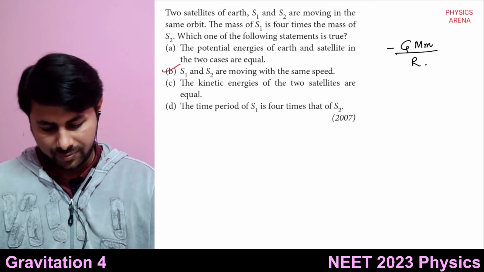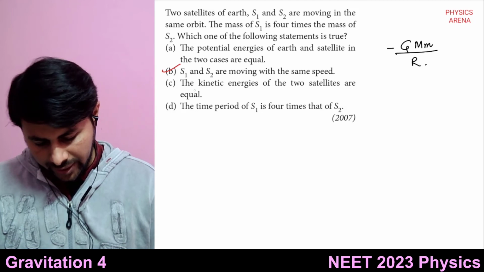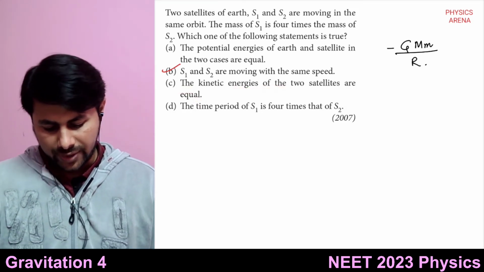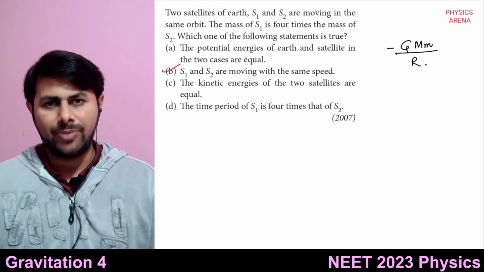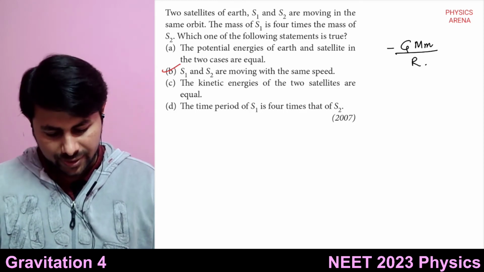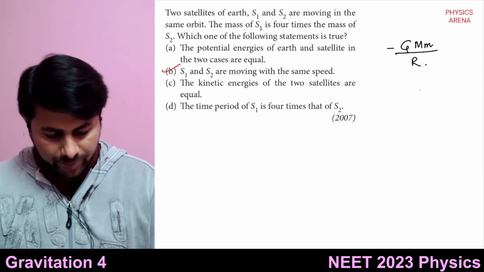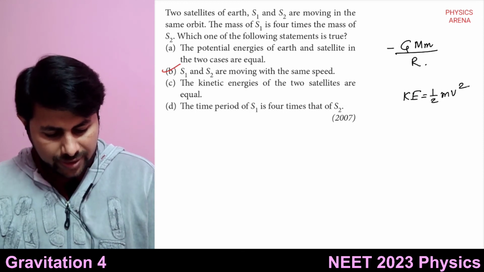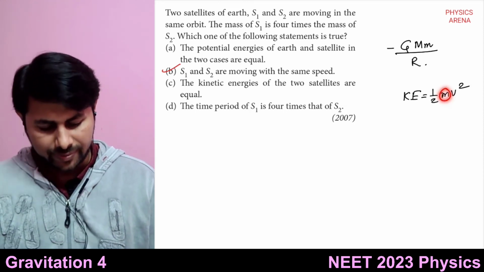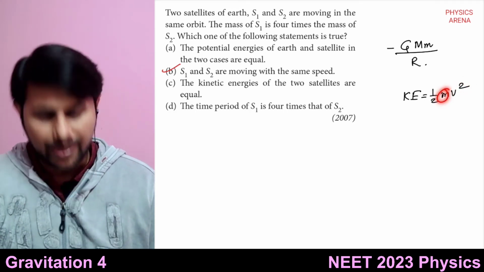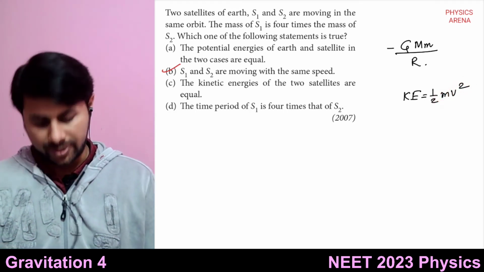Option B. Okay. So then, the kinetic energies of the two satellites are equal. So kinetic energies of the two satellites cannot be equal because their masses are not equal. Okay, their masses are different. So speed is the same, but kinetic energy is half of m v square, so it depends on mass. Speed is the same, but mass is different, so kinetic energies are different.